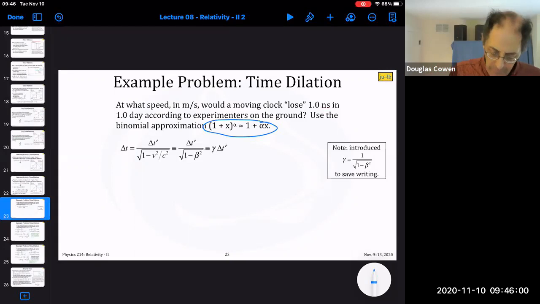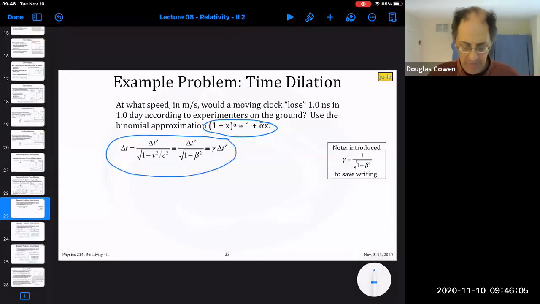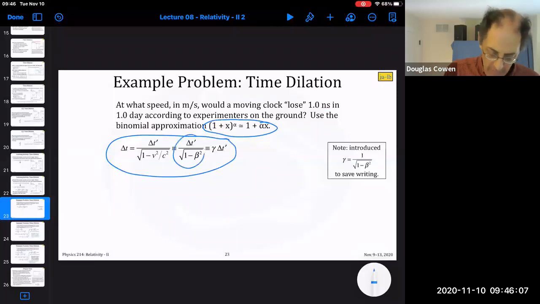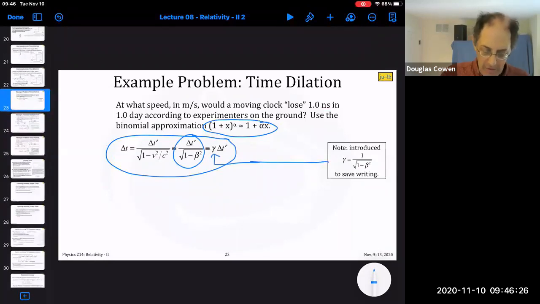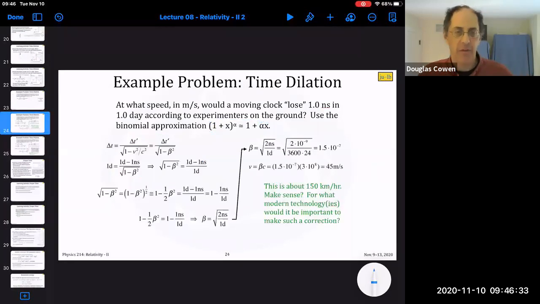All right, so just to remind you, this is where we left off on the previous slide. Δt is equal to Δt′ over the square root of 1 minus β². And we're not going to use it heavily, but typically, one writes 1 over the square root of 1 minus β² as just γ. It's just to save writing. There's no physics going on there. Anyway, how do we proceed?